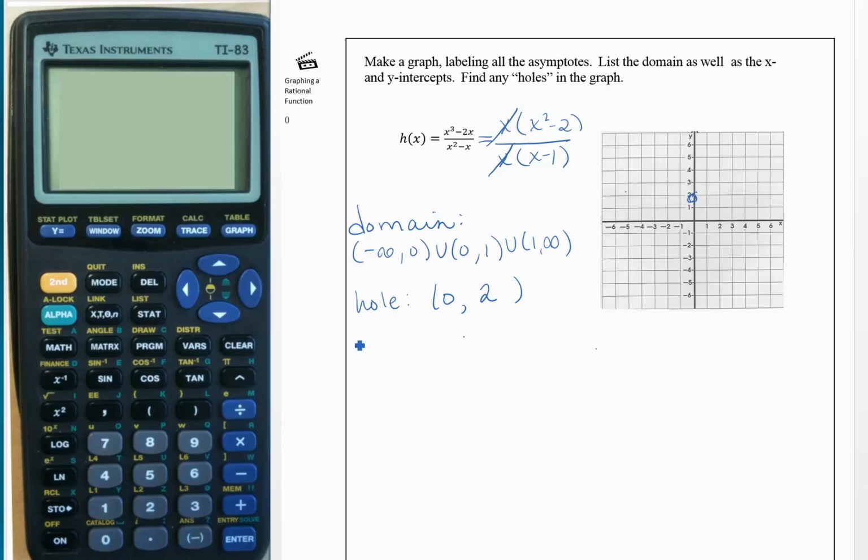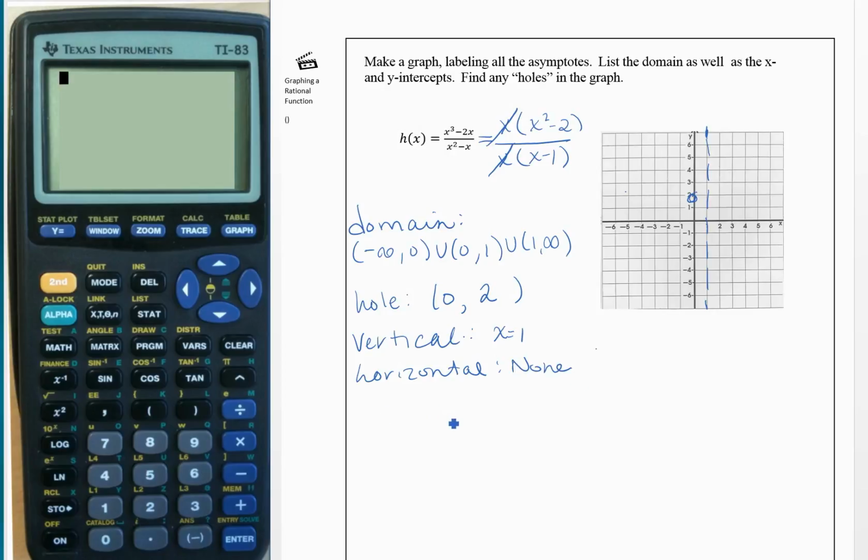Okay, now that means we have a vertical asymptote at x equals 1. So at x equals 1, we can draw a dotted line. Now, we want to think about a horizontal asymptote. Since the degree of the top is higher than the degree of the bottom, if we use our 3 rules, we remember that means we have no horizontal asymptote.